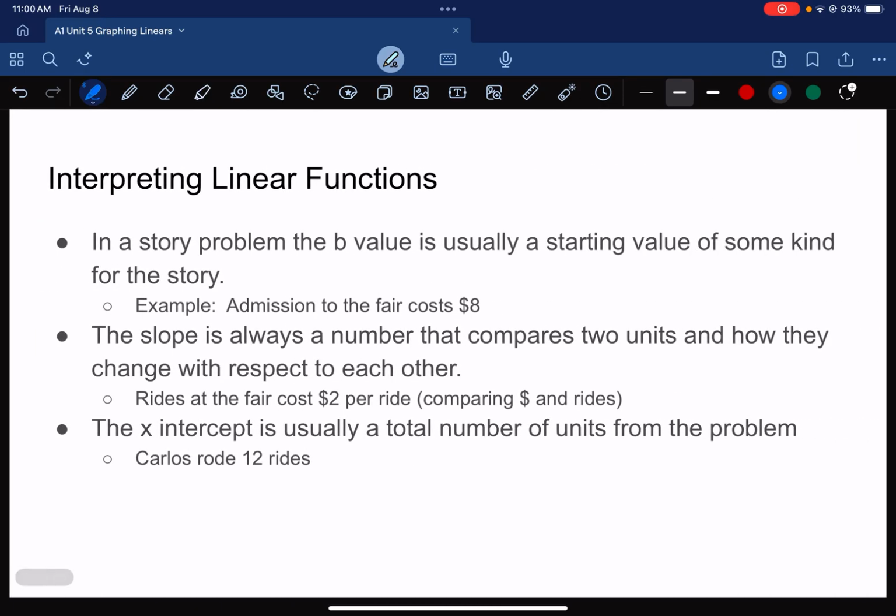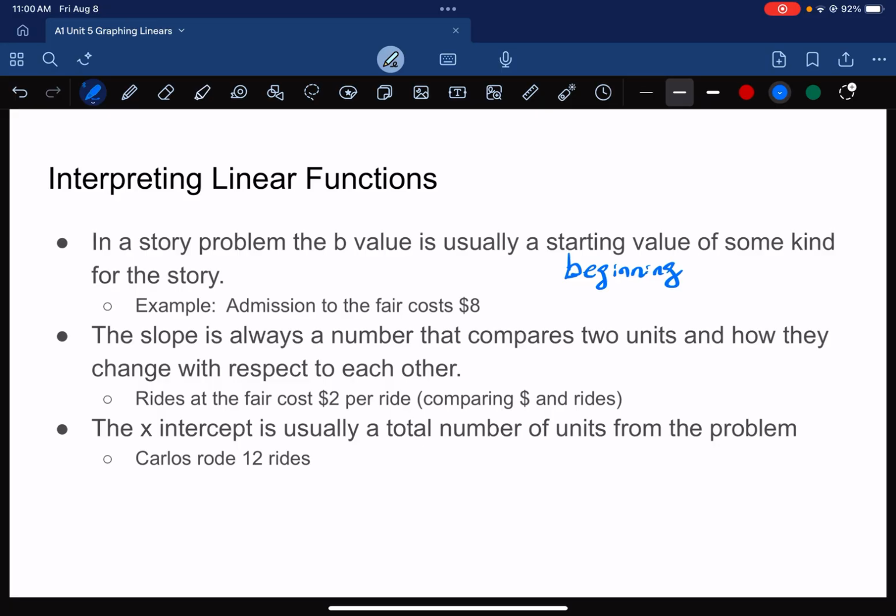So how do you interpret linear functions? So what we're saying is that a story problem has a situation that fits the shape of a line. So it's linear, okay? So in a story problem, the b value is usually a starting value or a beginning. I remember I say begin, b means begin. So think about the beginning value in a problem, okay?